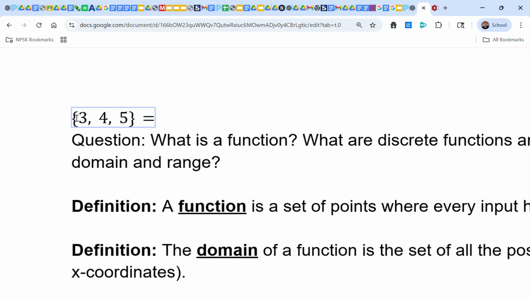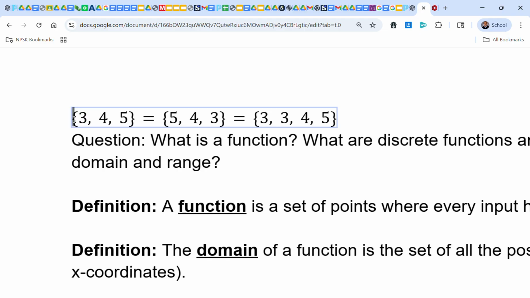Now this group of objects is also equal to this. Order does not matter with sets. And in fact, repetition doesn't matter. We could repeat the number 3 twice if we wanted to. So all of these sets are equal.